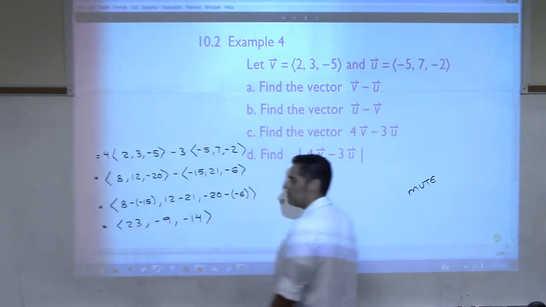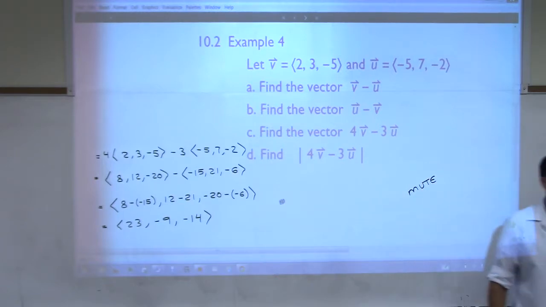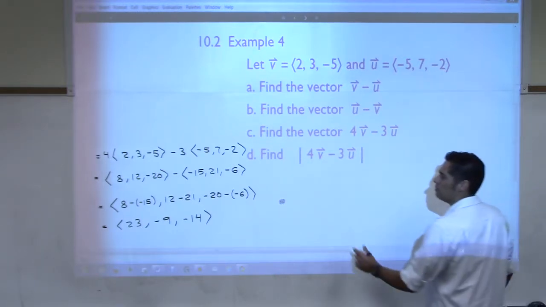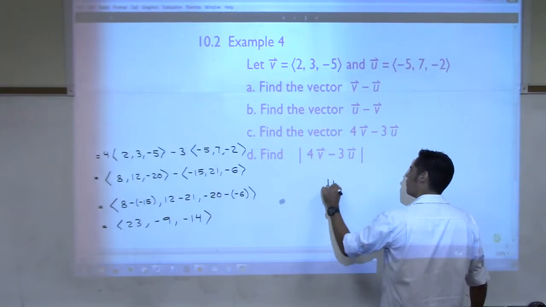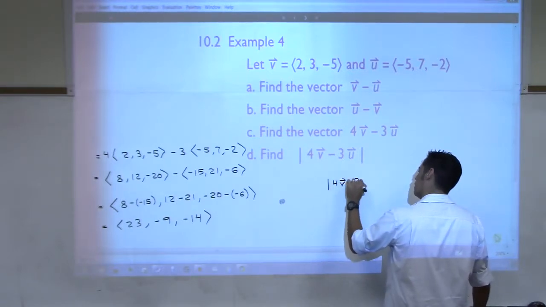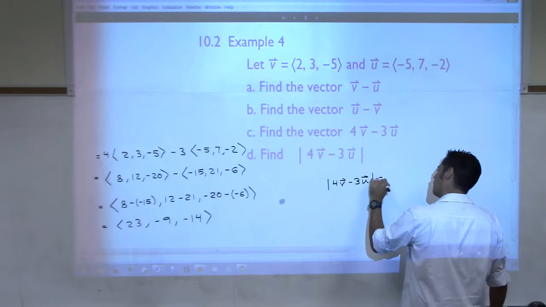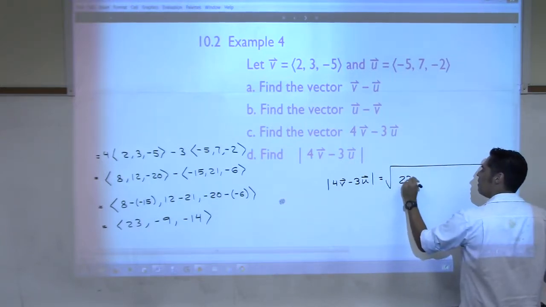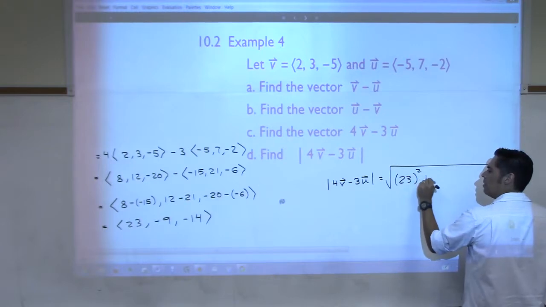See, someone can check my math. Is that what y'all are getting? Yeah. That's 4v minus 3u. The numbers are going to be ugly. I mean, I didn't promise you that they were going to be nice. And then magnitude is the square root of the sum of the squares of the components.